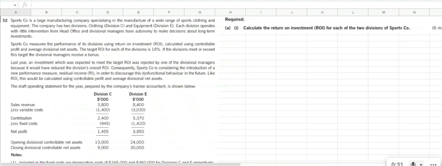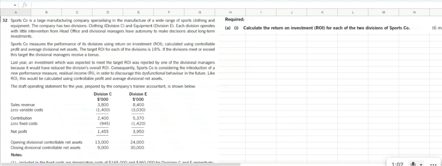So this is a company, Sportsco. It has two divisions, C and E. Sportsco measures the performance of its divisions using return on investment, calculated using controllable profit and average divisional net assets. So they calculate their ROI by using average divisional net assets and controllable profit. What is controllable profit? The profit that is controlled by the managers. That's within the control of the managers. Okay, so that's another thing that we got cleared up.